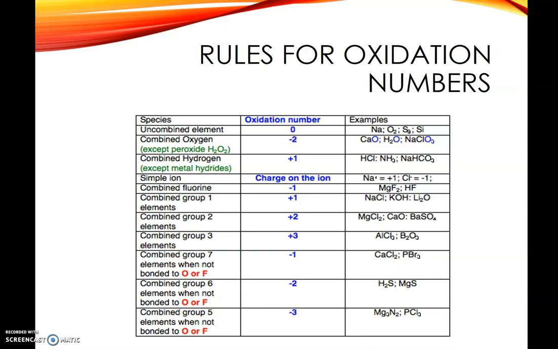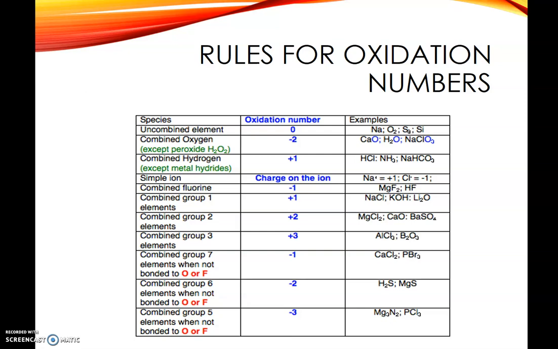When hydrogen is combined to other elements, it will pretty much always have an oxidation number of +1. There is only one exception, and that is metal hydrides, so sodium hydride, lithium hydride, etc.